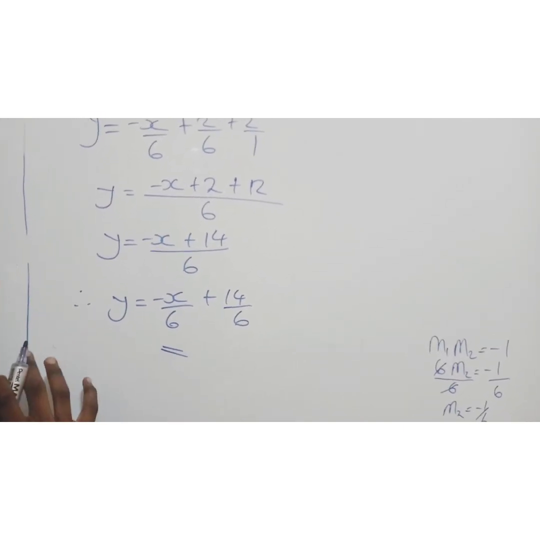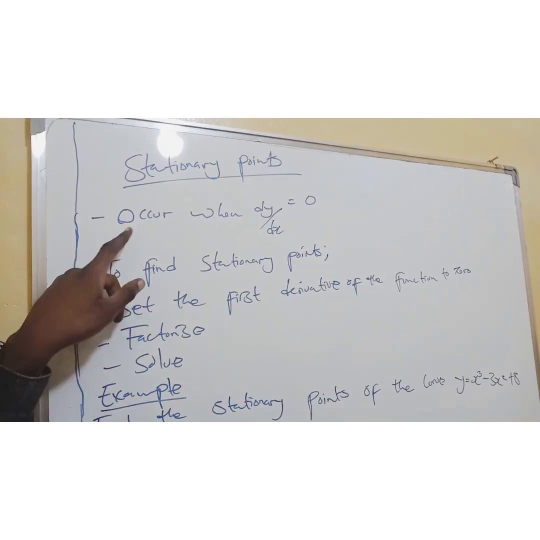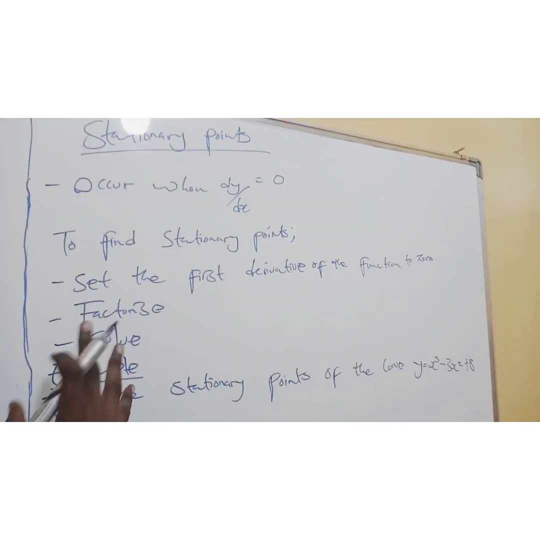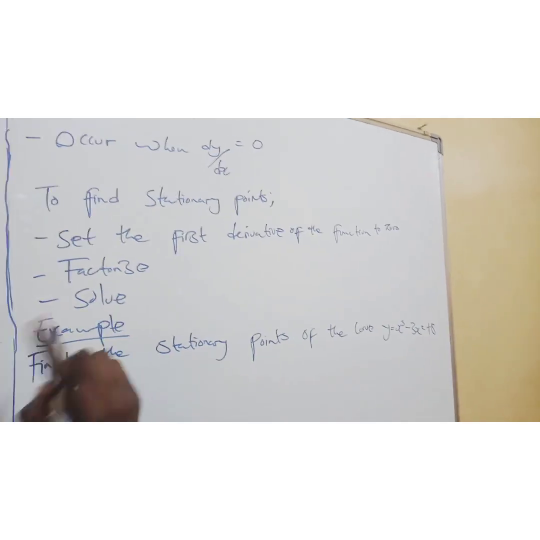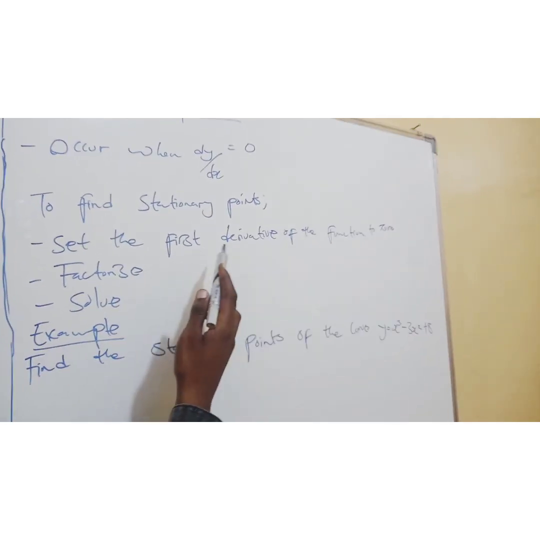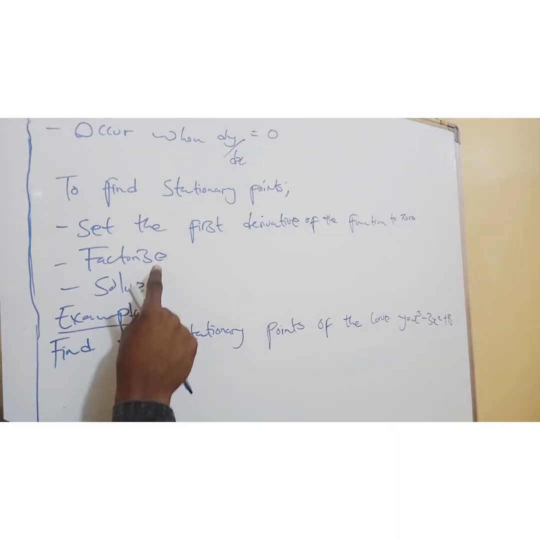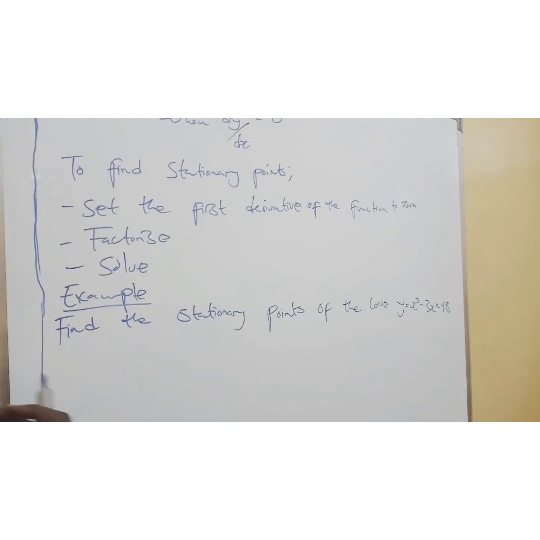Let's now move on to stationary points. These occur when dy/dx is equal to 0. These are the steps to find stationary points. One, set the first derivative of the function to 0. Two, factorize. Three, solve. So I have an example here.